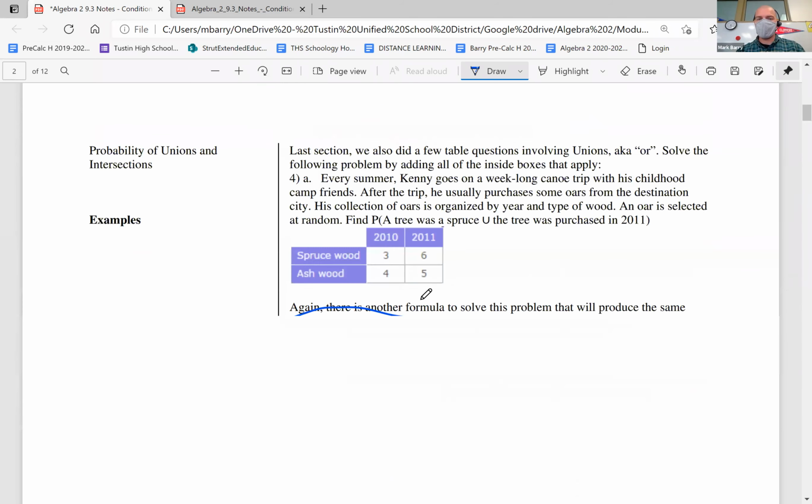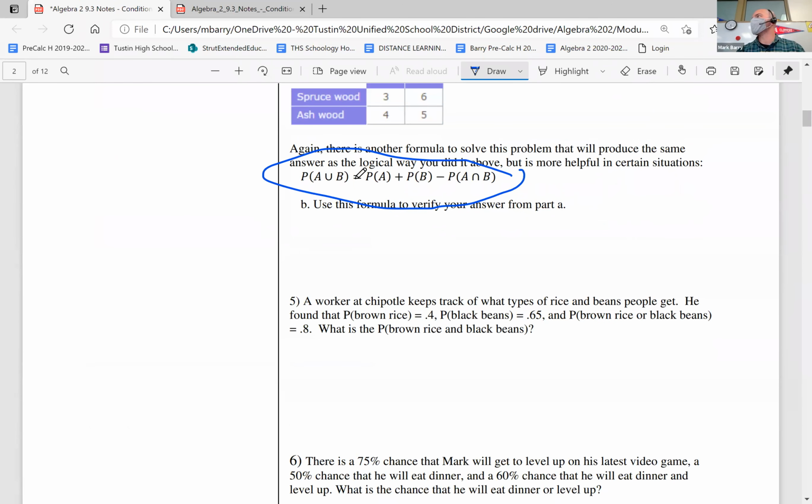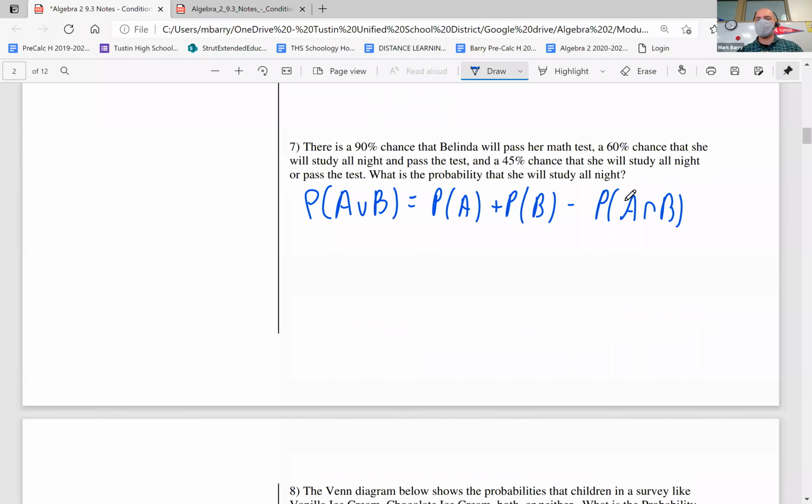Now on the second page, we have our second formula, which was the probability of A or B equals probability of A plus probability of B minus probability of A and B. I went ahead and rewrote this one here. What we've been doing on these last few problems is plugging in what we know and leaving as a variable what we don't.